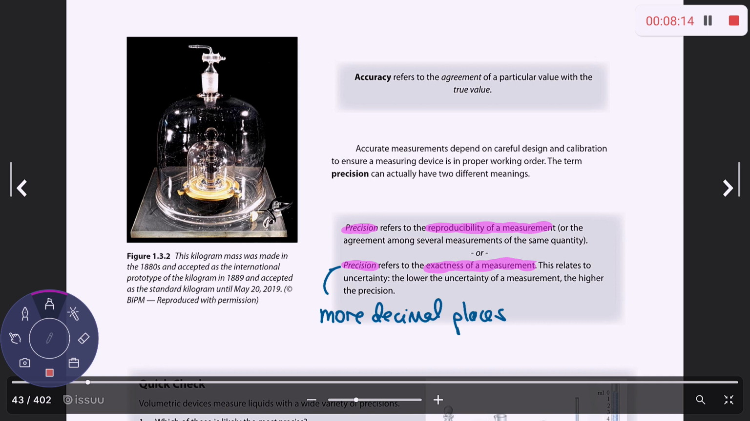Now, the other thing is accuracy, which is actually measuring how close you are to the true value. And you might be above the true value or below the true value, and that is interpreted to be something else, which I'll talk about in a little bit. But for now, let's take a look at the quick check.